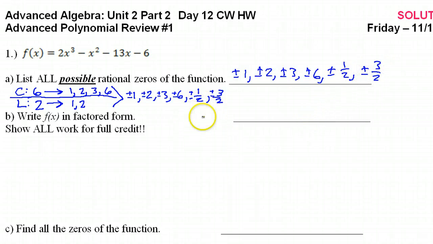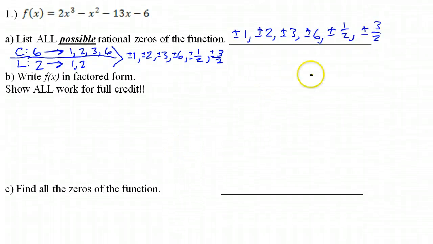There you go. Write f of x in factored form. Show all work for full credit. So, I often ask you for the factors and the zeros. That's all I'm asking you for. Factored form and the zeros. This is 4 terms, so the first thing I look for is grouping. But here I see I have a 2 and a negative 1, and then a 13 and a 6. There's no way I can pull out a GCF and make those look the same. Grouping is not going to work.